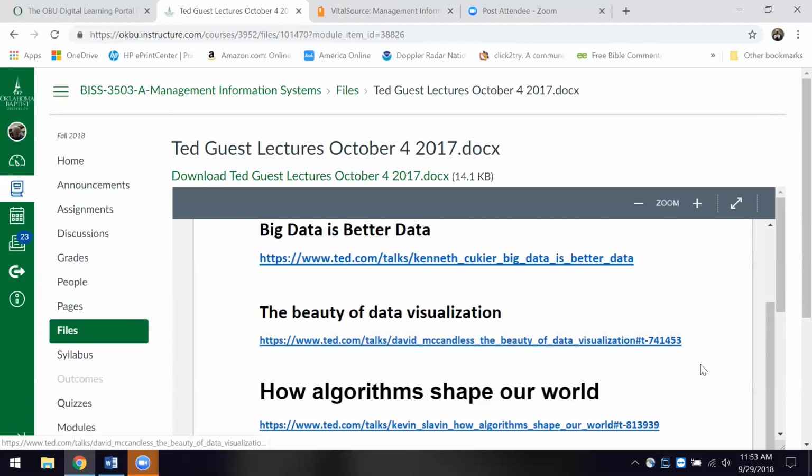Now, on the issue of data visualization, if you've taken any courses with me, if you took BISS 1123, you heard me say over and over again, we use the spreadsheet and the charts to take data and make them more vivid and more concise in what they say so that we can make a decision with it. And the best example of how we use visualization is in this idea of dashboards. Okay?